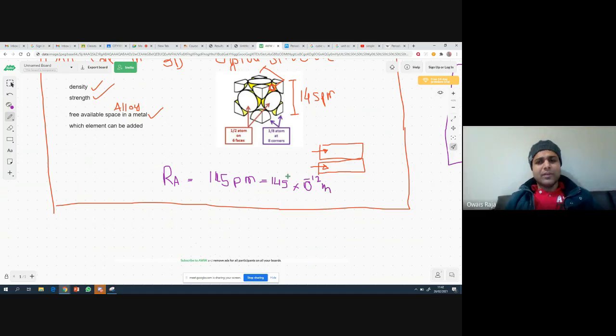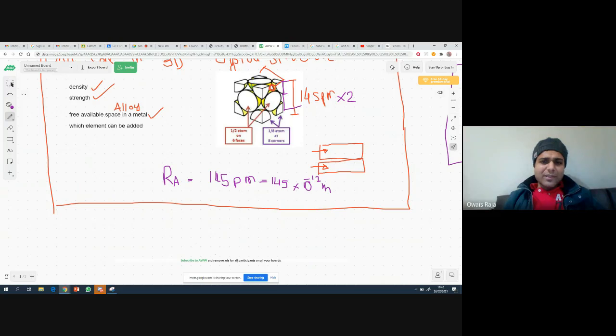If something has 145 picometer, obviously this is the radius. So from here to here is 145, and here to here is another 145. So that's 145 times 2. Then I can find all the distances. I know that distance, I know that distance, I can find that distance. Everything I can find.